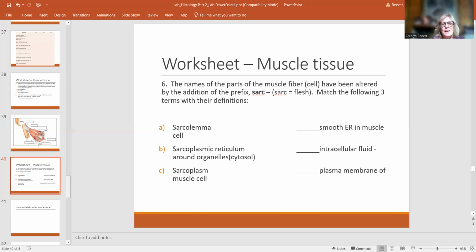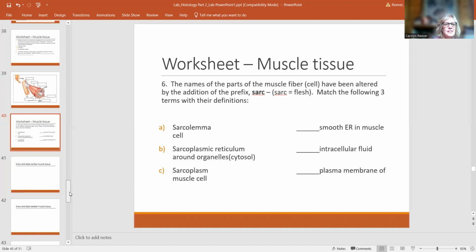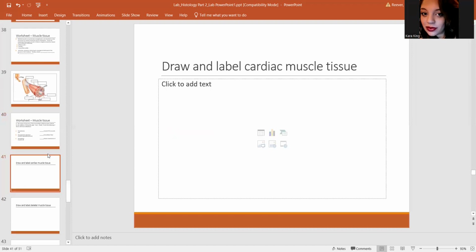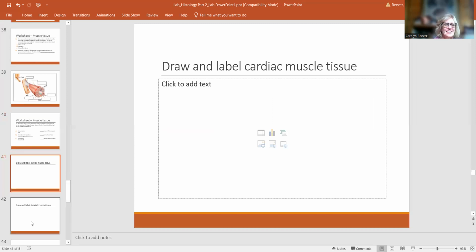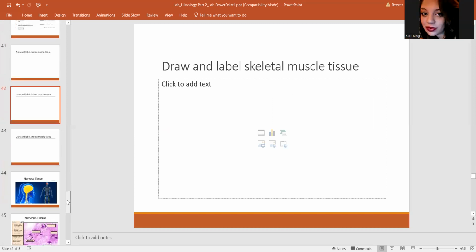There might be one you don't feel confident about. So eliminate the ones that you do know, match them up, and then what you have left, if you have to guess, you're guessing among fewer. The sarcolemma is the plasma membrane, because of the M's. That's a good way to remember that. And then hopefully you got to do your drawings.